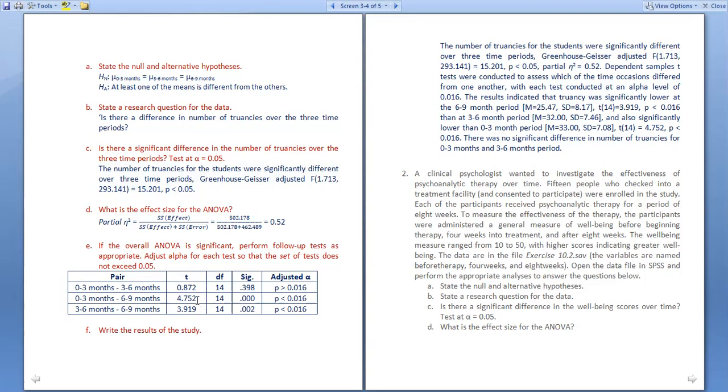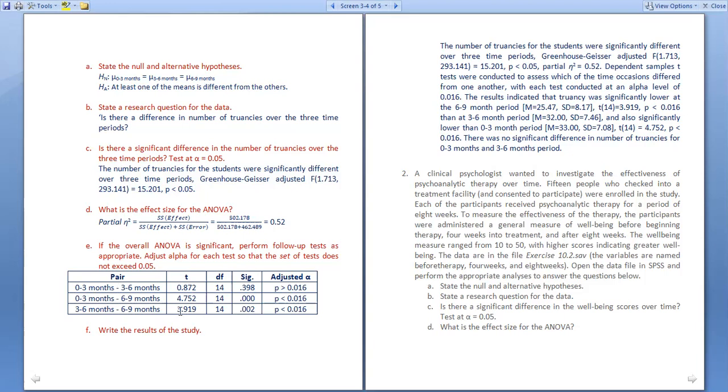The t value of the first one was quite low, so we have not accepted the result here. The differences are not significant, because the significance comes to a very high value of 0.398, and p happens to be more than 0.016. For the second, if you look at the 3 to 6 months compared to 6 to 9 months, we are seeing that the t value is high and the significance is there. Similarly, for the last, 3 to 6 months compared to 6 to 9 months, again the t value happens to be 3.919, which is again significant at 0.002.